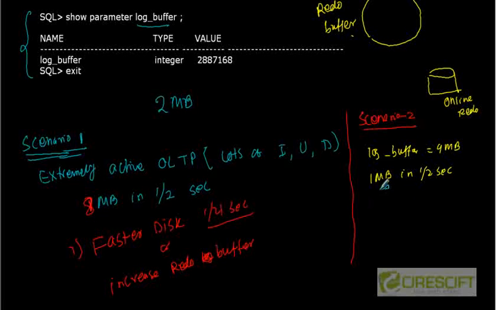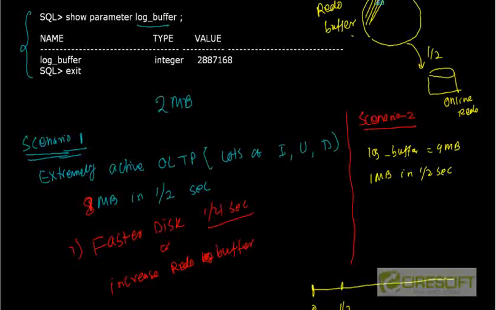So when I have 1 megabyte of data here, I'm going to start writing. So let's take the timeline. This is 0, this is half a second. In half a second I'm going to write already 1 megabyte, and then assume that I have a faster online disk, and now the log writer can write 1 MB in, let's say, half a second. So the transfer rate from the redo buffer to your online redo is half a second.